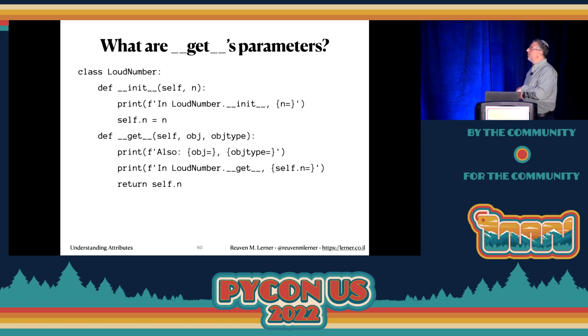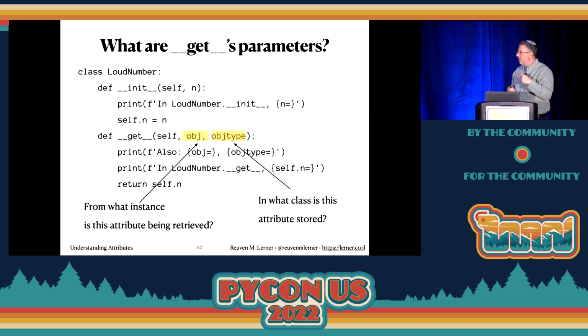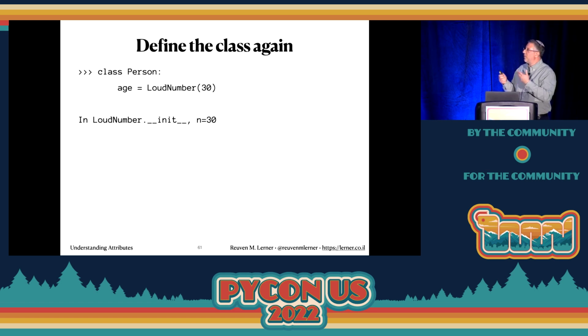So what are get's parameters? What is it actually doing there? Well, before I said it was just splat args, but it actually gets two arguments. And those two arguments are assigned to two parameters. And there are different names and conventions for calling these. I call it obj and obj type. Choose your own poison here. So the first argument that we get after self is obj. From what instance is the attribute being retrieved? Right? So through whom am I trying to retrieve this? And the second argument is, in which class is this attribute stored? So let's try this again. I'm going to create my class, age equals LoudNumber(30), and we see that.